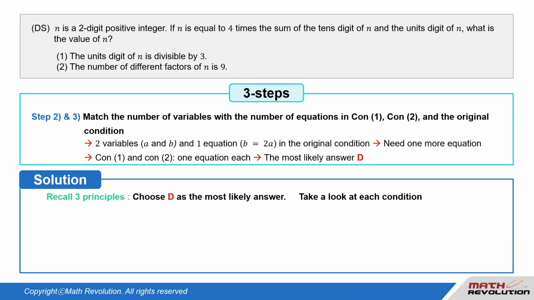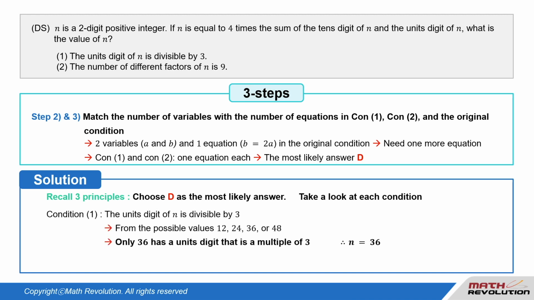Let us take a look at each condition. Condition 1 tells us that the units digit of n is divisible by 3. In all the 4 possible numbers, 12, 24, 36, and 48, only 36 has a units digit that is a multiple of 3. So n is 36. The answer is unique, so the condition is sufficient by CMT2, which states that the number of answers must be 1.